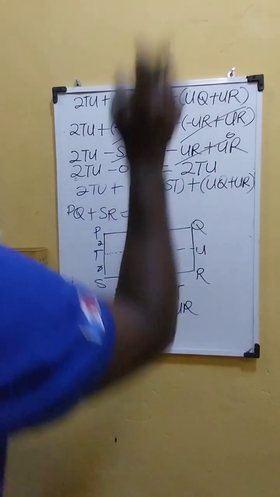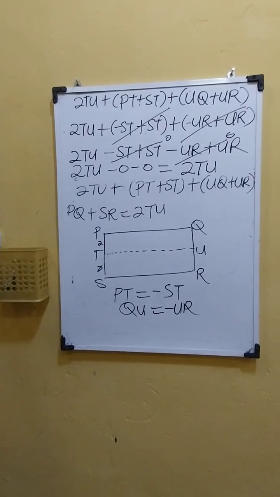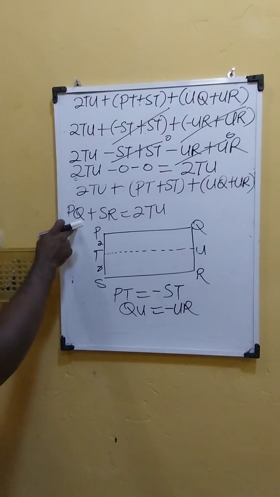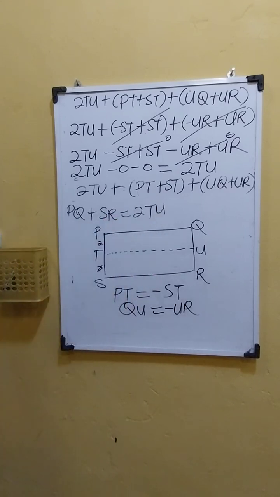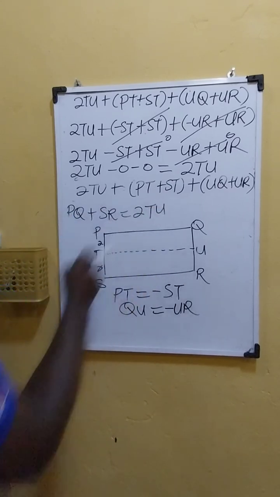2TU. Remember from the onset, what we had is PQ plus S arrow is equal to 2TU. They say prove that this is actually equal to this.